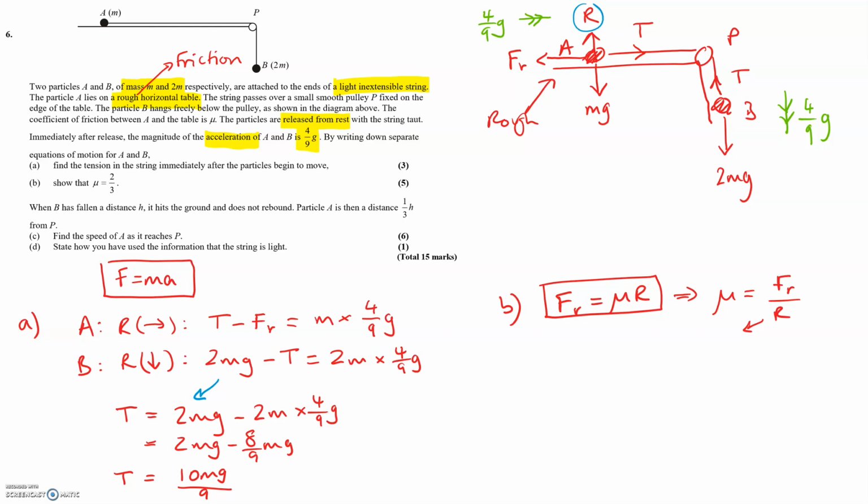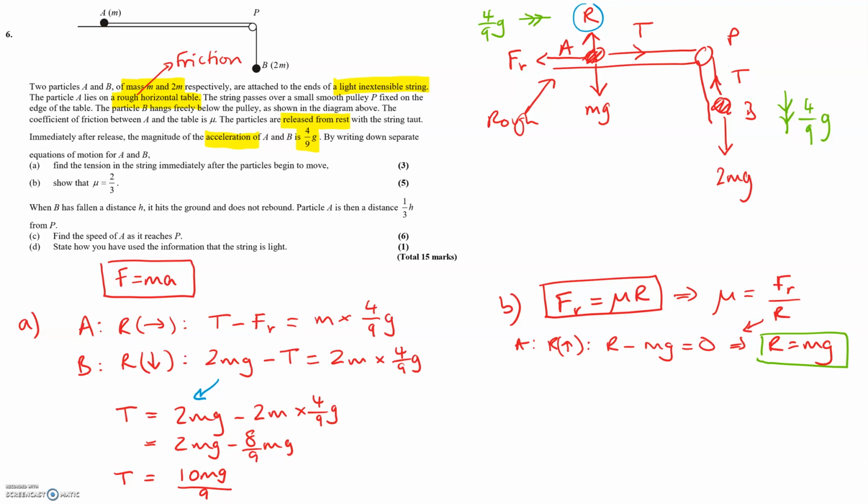So I need to take particle A and I need to resolve in that direction in order to find it. So that's going to be R minus mg, and that's going to be equal to 0 because it's not accelerating vertically. So R equals mg. Okay, I found R. I now need to find the friction, and then I can find out what mu is.